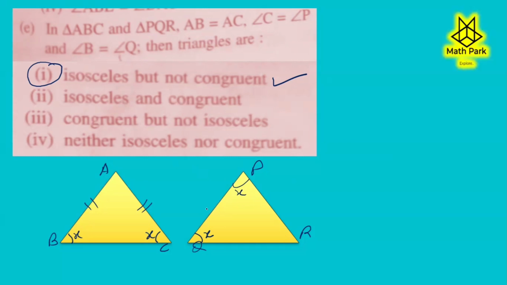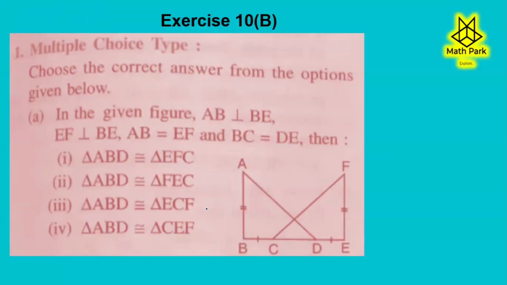Got it? Moving to exercise 10B. The first question, choose the correct answer from the options given below. In the given figure, you have AB is perpendicular to BE. This is perpendicular, so you have this 90 degrees.